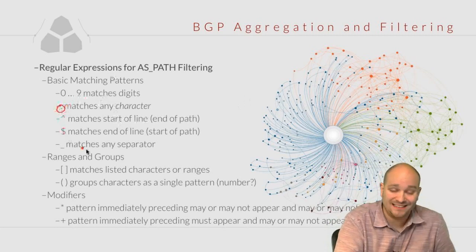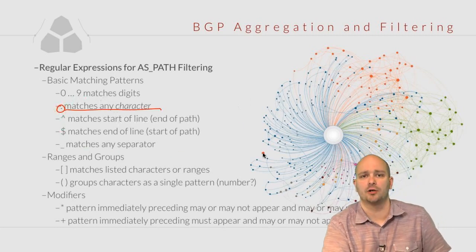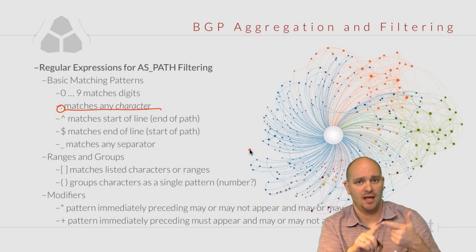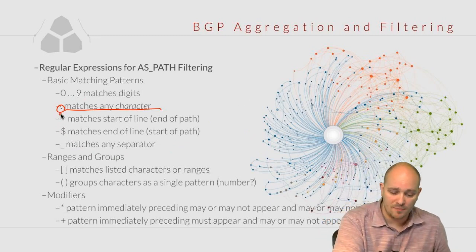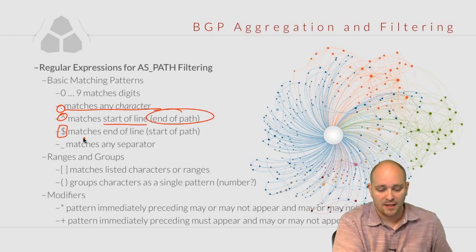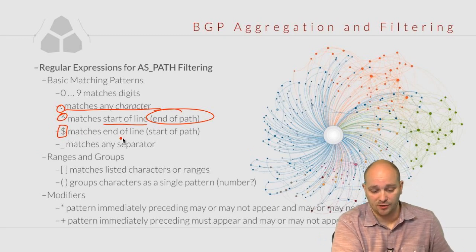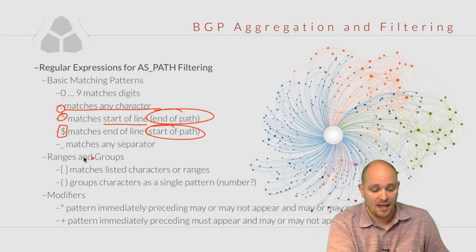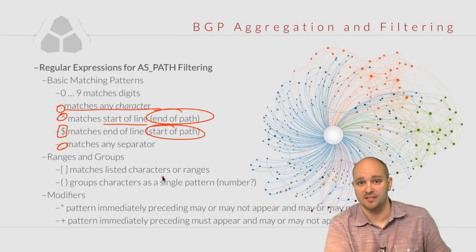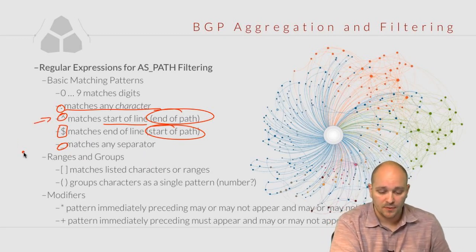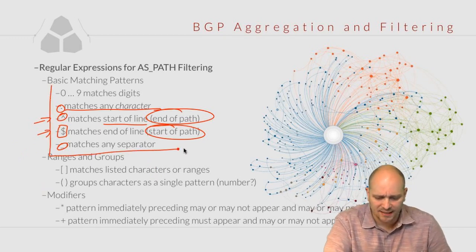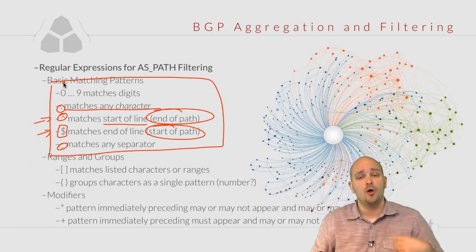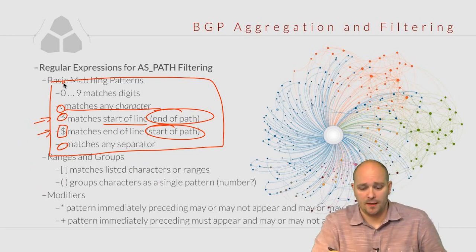Now, if we use the dot, a single dot, this can match any character. It will match any digit, it will match any separator, it will match any of the special characters that we might encounter. We already mentioned that the caret and the dollar sign match the start of the line, remember, end of the path, and also the end dollar will match end of line, which is the start of the path. And underscore will match any of the separators, white spaces or the beginning of the line or the end of the line.